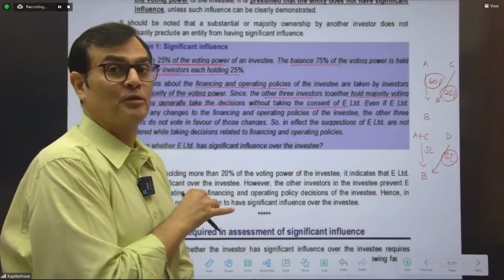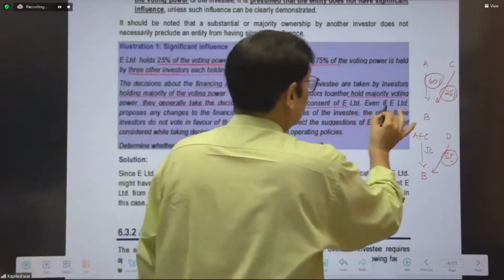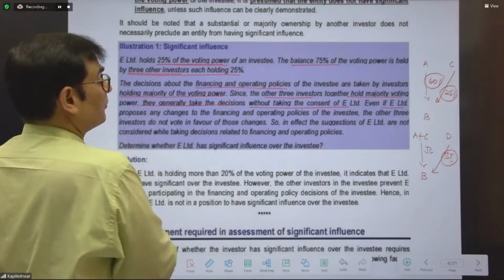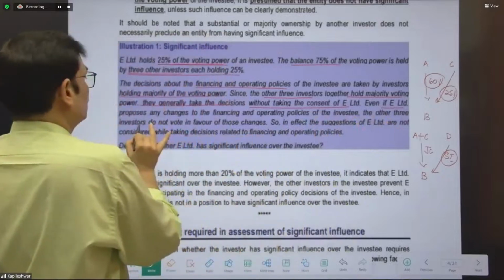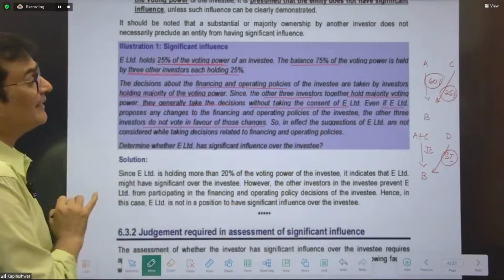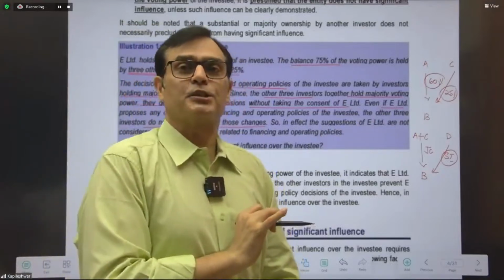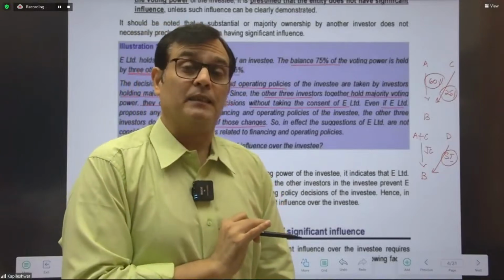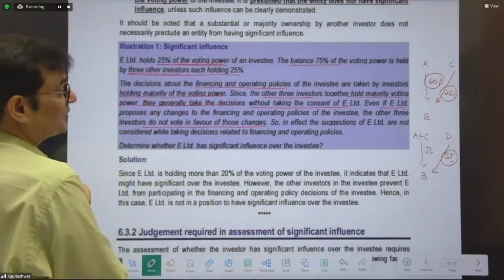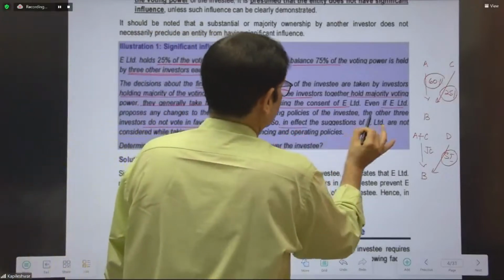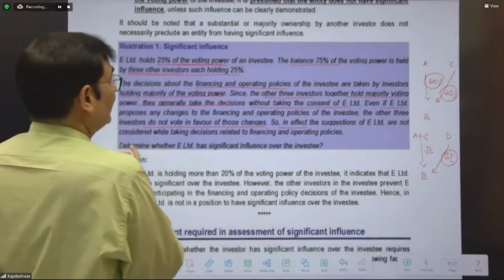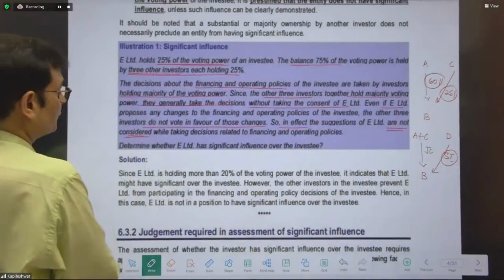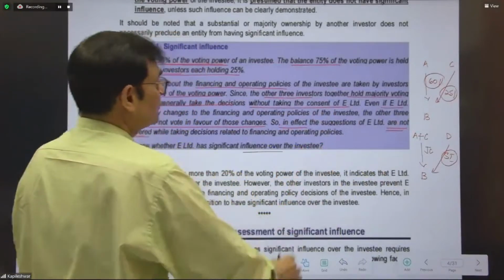Participation in the policy-making process seems to be absent. Even if E proposes any changes to the financing operating policies, the other 3 investors do not vote in favor of those changes. Poor man. Even if he says that certain changes should be done, nobody listens to him. They take decisions without his consent. He proposes change and nobody considers his things. So in effect, the suggestions are not considered while taking decisions. So his suggestions are totally ignored in terms of taking decisions, to determine whether he's got a significant influence or not.